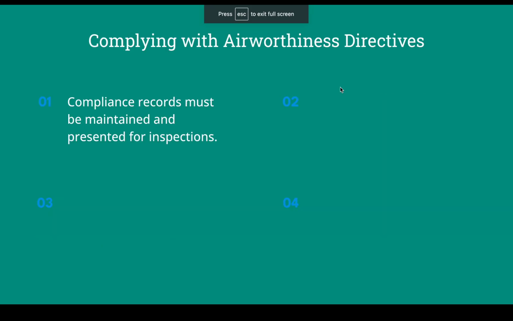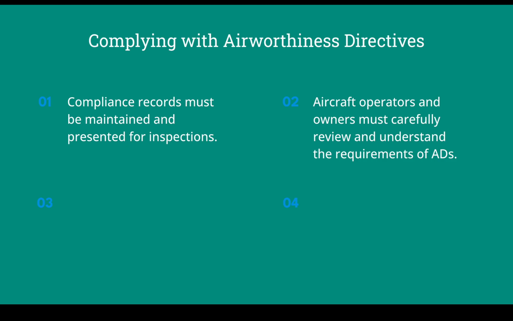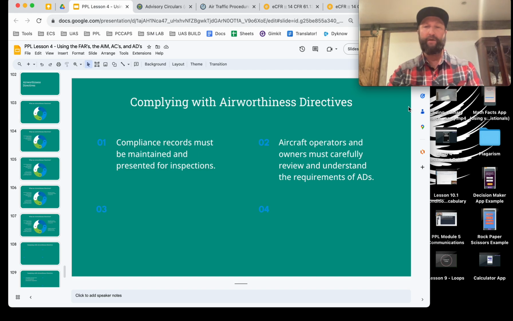Complying with airworthiness directives. Number one, compliance must be maintained and presented for inspection. So they're just kept in a logbook for the airplane, kind of like your pilot's logbook, but it's for the airplane. Aircraft operators and owners must carefully review and understand the requirements of the ADs. Operators and owners. Notice it doesn't say pilots. So I could fly a plane for a company, right? They're the owner and operator. I am the pilot. So I'm operating the plane. So I'm kind of lumped into there. But typically, I just need to really understand what was supposed to be done and when was it done. And was it done in a timely fashion based on the AD itself.